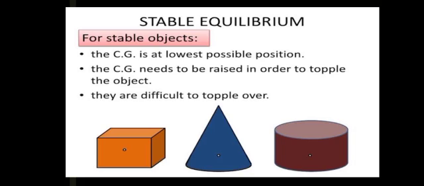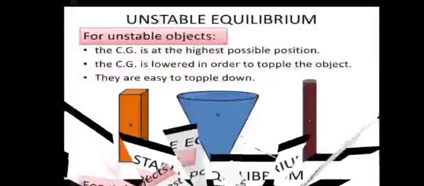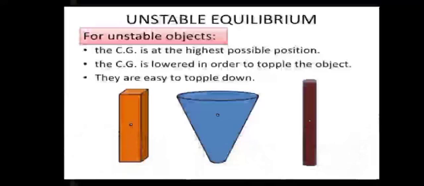If an object is balanced, it is said to be in equilibrium. So we can say these are stable equilibrium objects. Stable equilibrium objects are those that tilt and then fall back to their original position. What are unstable equilibrium objects? Unstable equilibrium objects are those that tilt and then fall over easily. You can see in these pictures that these shapes are unstable equilibrium.